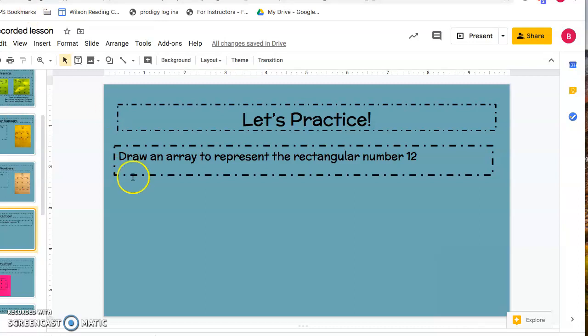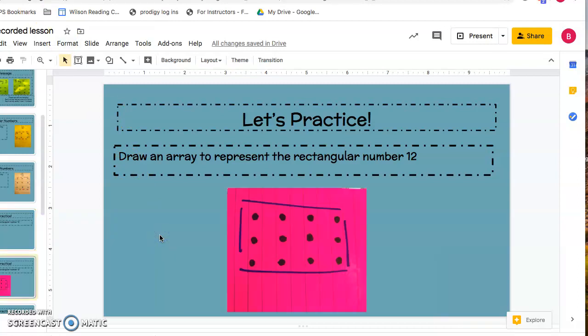Welcome back. So when you were drawing this rectangular number 12, you probably drew something like this. I know 12 is a rectangular number because when I drew it as an array, it did not have the same amount of rows as it does columns. This was a 3 by 4 array.